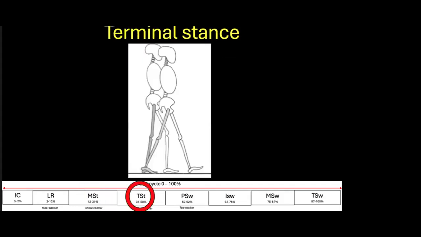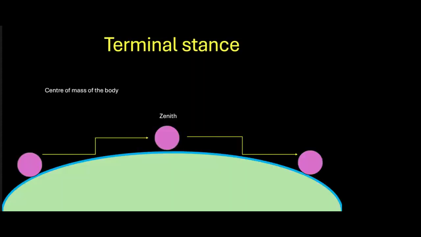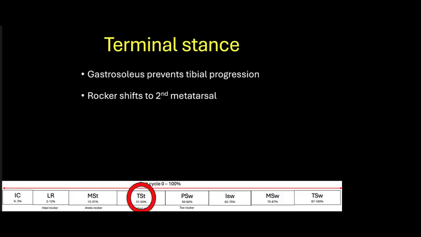Now, coming to the terminal stance phase, where the body is getting prepared to get the foot off the ground and move into the swing phase. Here the center of mass has reached the zenith and it is going to move forward, and it will eventually go down to its lowest point, which is called the nadir. In terminal stance, the gastrosoleus is still working to prevent further forward progression of the tibia, and therefore, by the action of the soleus, the rocker is going to shift from the tibia to the second metatarsal, and there is going to be a smooth progression from the second rocker to the third rocker.